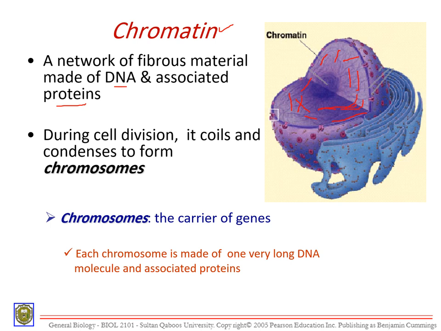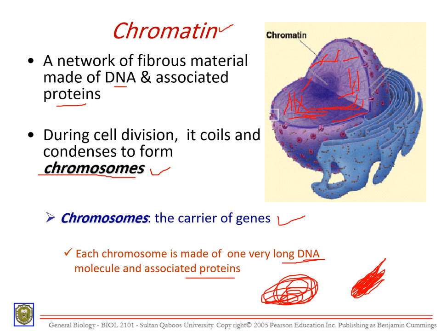So these lines that you see here, these fibers that are made up of genetic material and protein, during cell division, they're going to condense and squeeze and coil until they form the chromosomes. And the chromosomes, we all know, carry the genes. Each chromosome is made up of a very long DNA and associated proteins that fold and fold and fold to give you finally the chromosome. That's a fat chromosome there. Okay, so they condense and give you a chromosome.